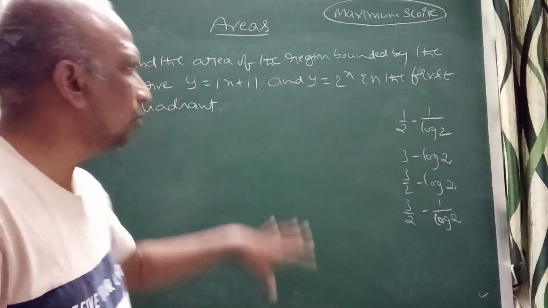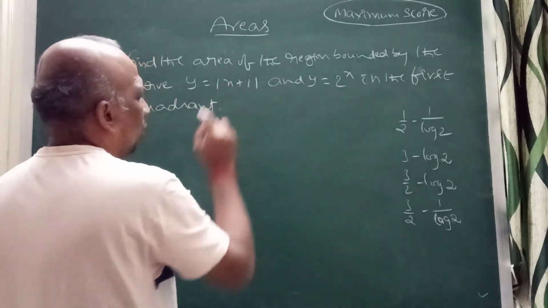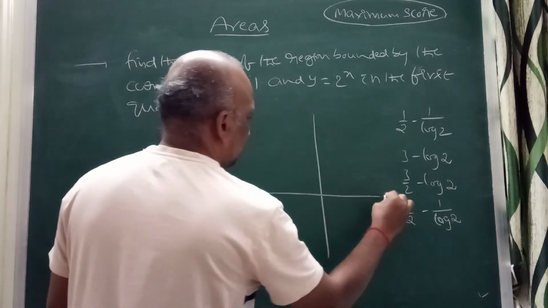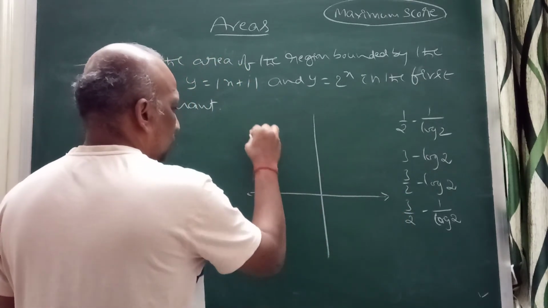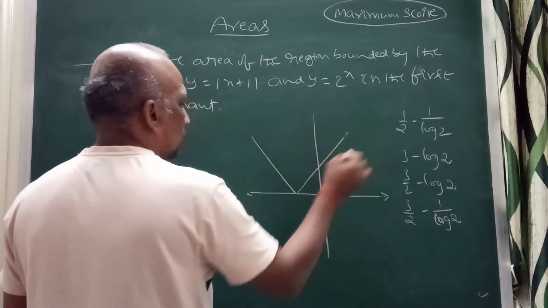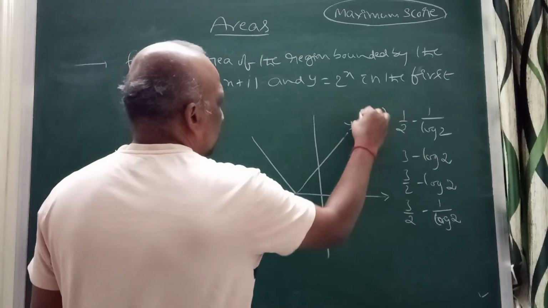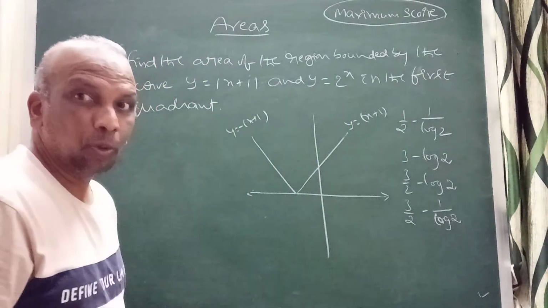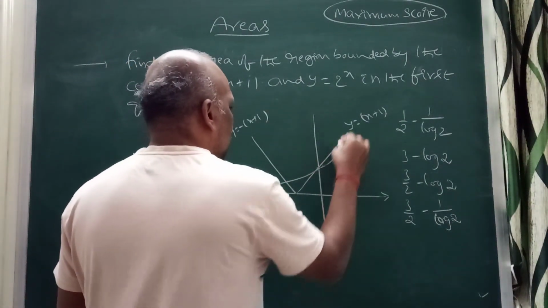Now see, in this problem I will explain this. You can see y equal to 2 power x, y equal to mod x plus 1. So when I have drawn this, I can draw this line. This is y equal to mod x plus 1. This is y equal to x plus 1, and this is y equal to minus of x plus 1. If we draw y equal to 2 power x, it goes like this.